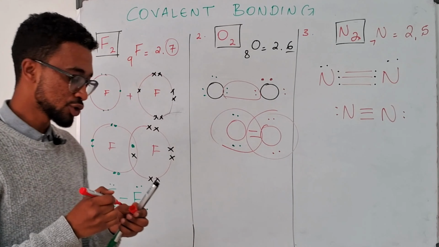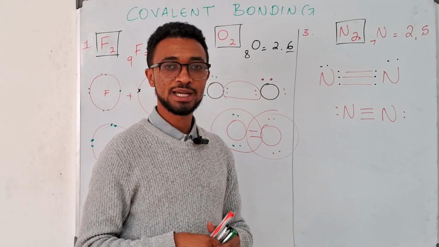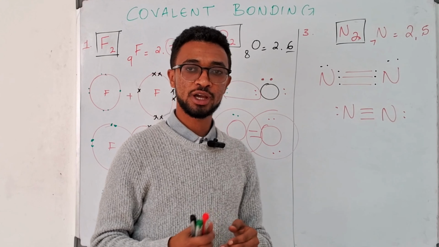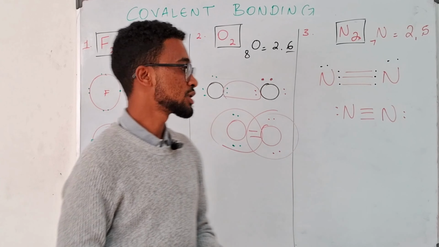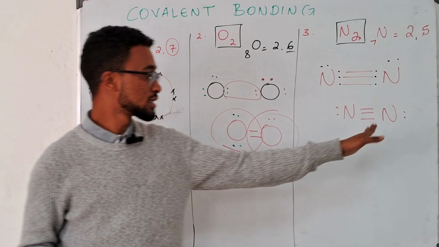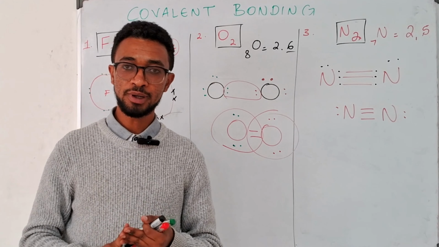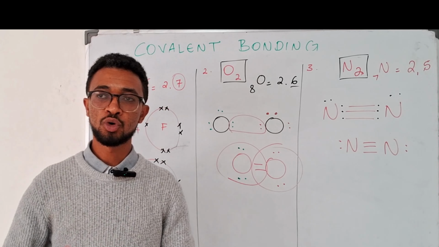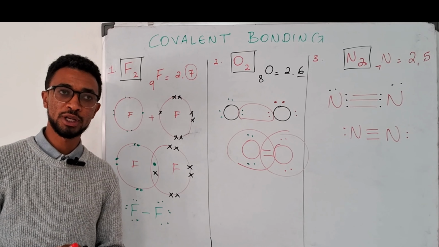This is a nitrogen molecule. As you can see, this is a triple bond. How is a triple bond formed? When two atoms share three pairs of electrons, we form a triple bond. So this is a single bond, this is a double bond, and this is a triple bond. Covalent bonds can be single, double, or triple, depending on the number of pairs of electrons shared between two atoms. That is simply how covalent bonding is formed.